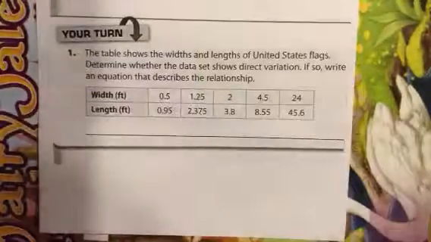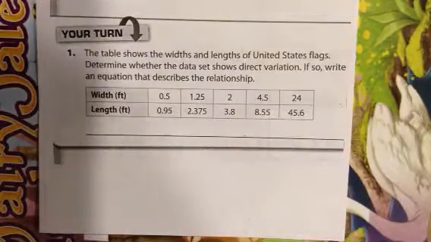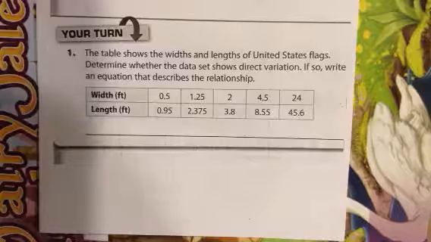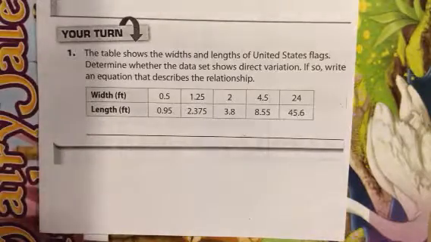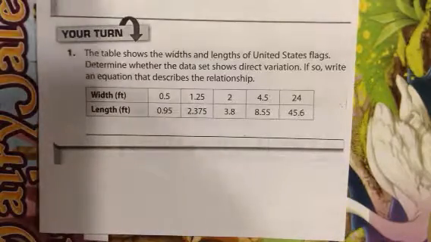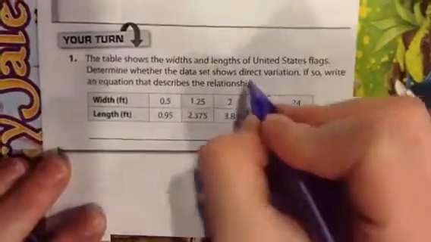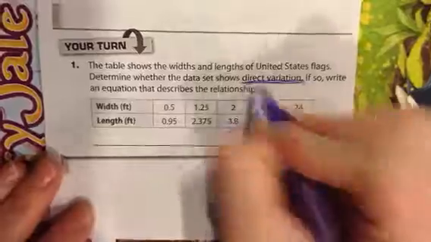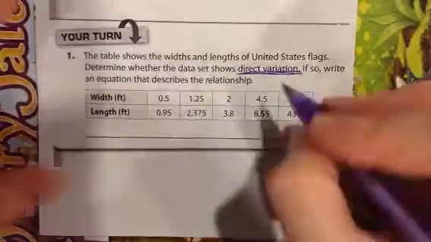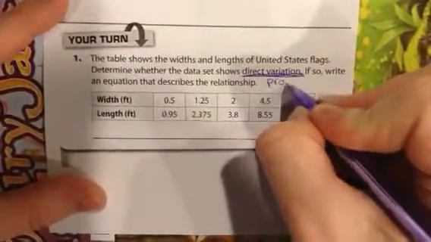Number 1, the table shows the widths and lengths of the United States flags. Determine whether the data set shows direct variation. If so, write an equation that describes the relationship. So I'm trying to figure out if the table has direct variation or if it is proportional.